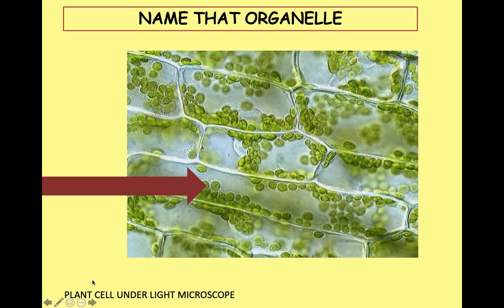Okay, this is a plant cell under a light microscope. It's a slightly better resolution and magnification to that first image. It's pointing to these small, round, green organelles. What do you think those are? What do you think they're called? Okay, those are your chloroplasts. If you didn't get it already, well done.